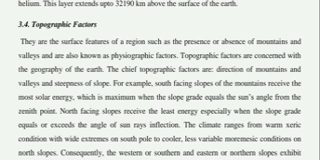For example, south-facing slopes of the mountains receive the most solar energy, which is maximum when the slope grade equals the sun's angle from the zenith point. North-facing slopes receive the least energy, especially when the slope grade equals or exceeds the angle of sun rays inflection. The climate ranges from warm xeric conditions with wide extremes on south slopes to cooler, less variable, more mesic conditions on north slopes. Consequently, the western or southern and eastern or northern slopes exhibit different distribution patterns of plants.